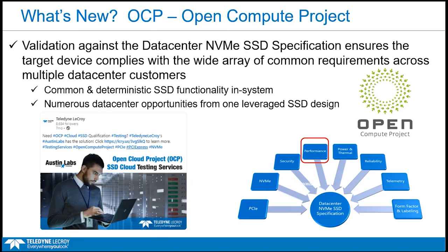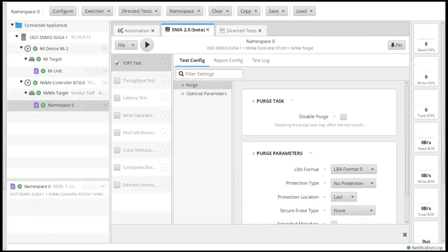We also will talk about OCP, or the Open Compute Project. And this specification has a range of components to it, one of which is around performance. You will be able, with Oakgate, to utilize an OCP conformance test and to ensure that your drive meets the OCP performance standards. So let's talk about our push-button performance tests first.